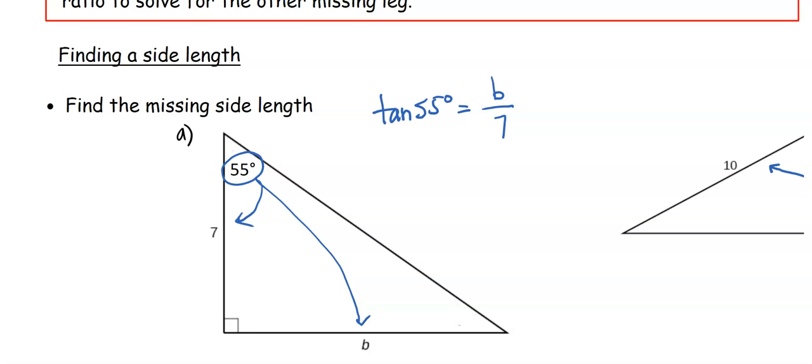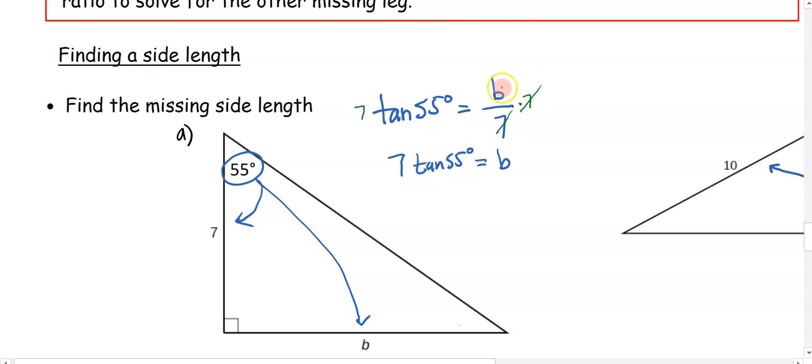We have to solve for b. So if b is being divided by 7, we need to multiply by 7. Whatever you do to one side, you do to the other. Okay? That will cancel. So now we pick up our calculator. I've isolated b is 7 multiplied by tan 55, or we can just go 7 tan 55, and that means to multiply. And now I get 10 equals b. So we plug it into our formula, and then we solve for our variable.